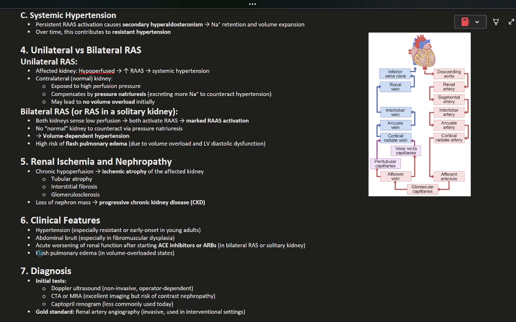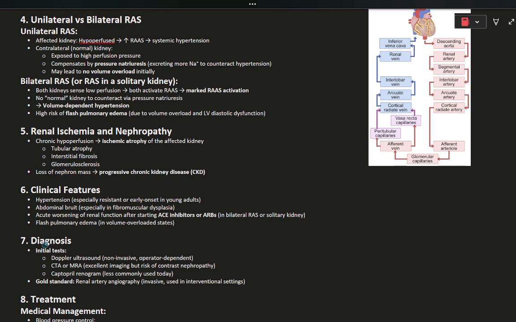And then, of course, watch out for flash pulmonary edema, especially in volume overloaded states. So once again, some clinical features to watch out for are hypertension, abdominal bruit, acute worsening of renal function after starting ACE inhibitors or ARBs, and flash pulmonary edema.